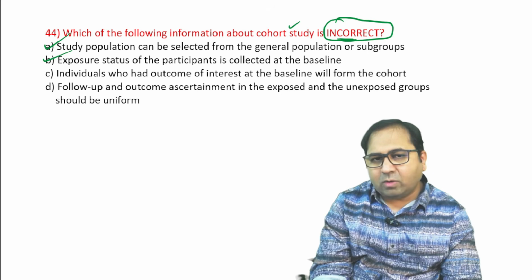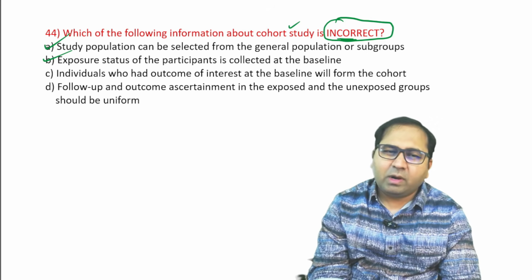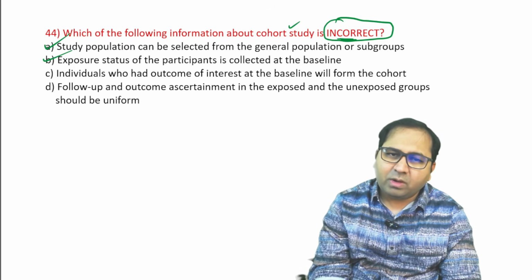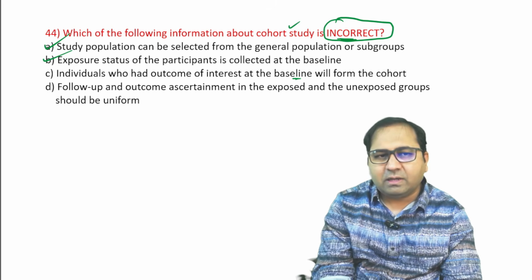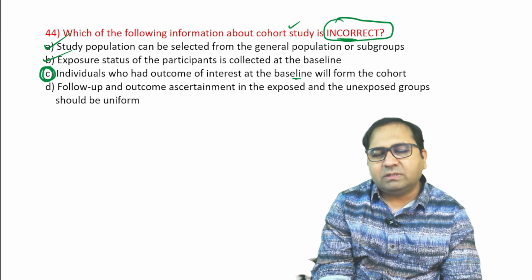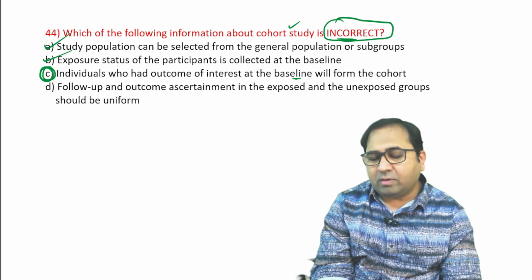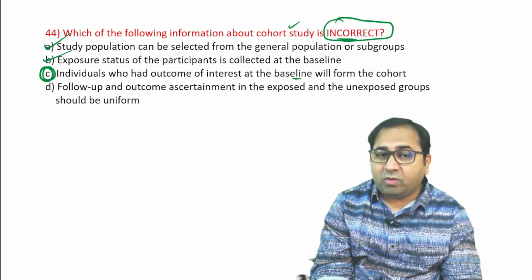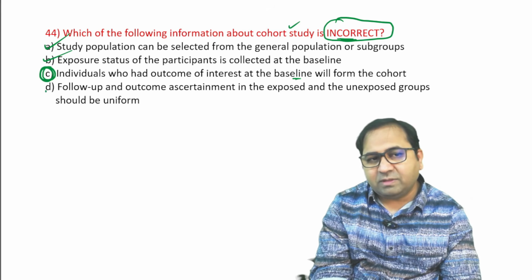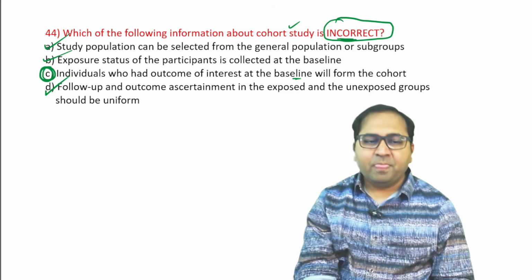Then, individuals who had the outcome of interest at the baseline will form the cohort. Individuals who had the outcome of interest at the baseline itself will form the cohort is definitely a wrong statement. So this itself is the answer for our question. Now let us complete the last option. Follow-up and outcome ascertainment in the exposed and the unexposed group should be uniform. Yes, even this is a correct statement.